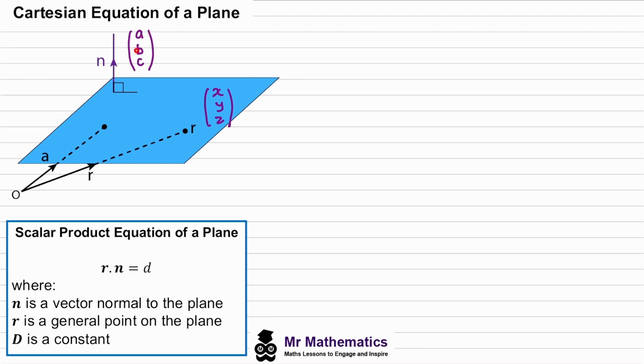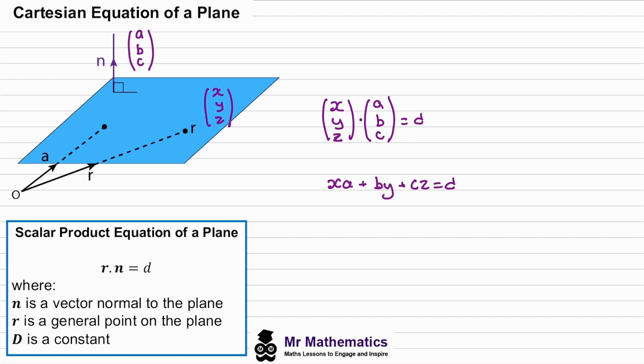So we have our two vectors, n and r, and we can substitute them into this scalar product equation. So we have r dotted with n, and this will equal a constant d. Now we can dot these two together, so we'll have x times a plus b times y plus c times z, and this will equal the constant d. And this is the Cartesian equation of a plane. In our next examples, we're going to look at how to find the scalar product equation and the Cartesian equation of a plane when we're given a fixed position vector.